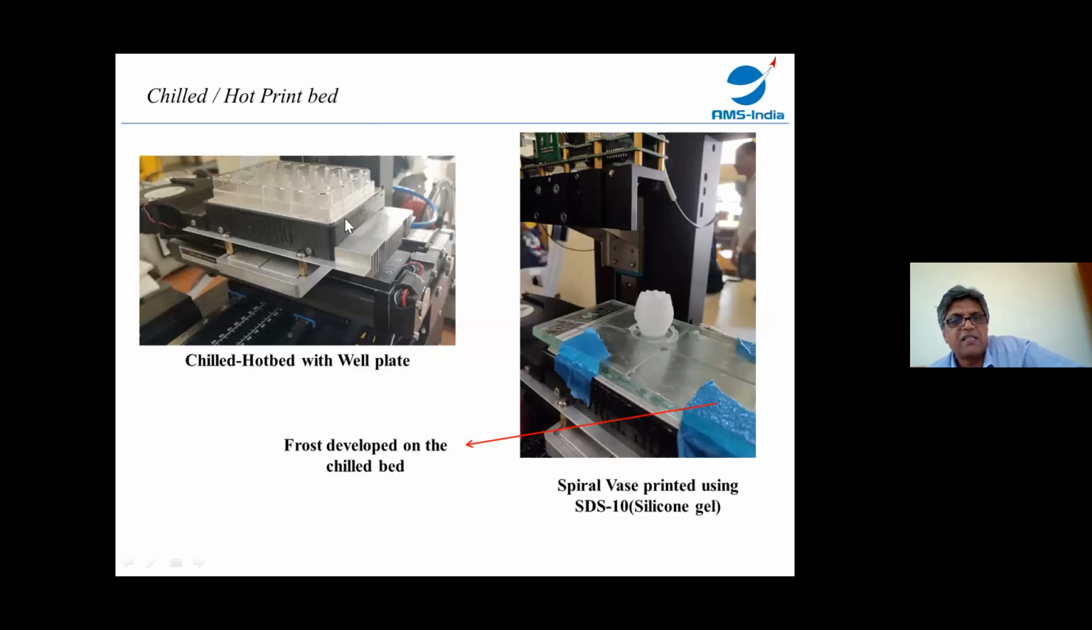And this is the belt here. This is the bed getting cooled. You can see the chilled bed, and you can also heat the bed. You can also cool it and heat it. You can see all the ice being formed on the bed over here.